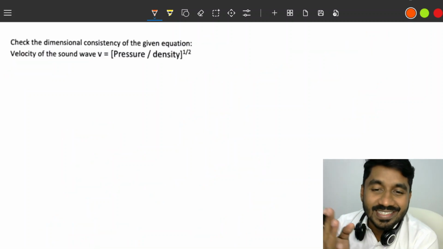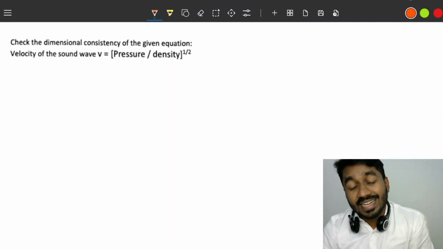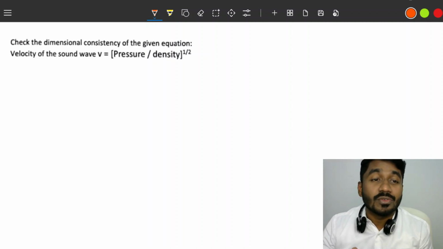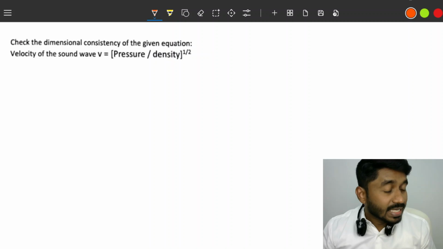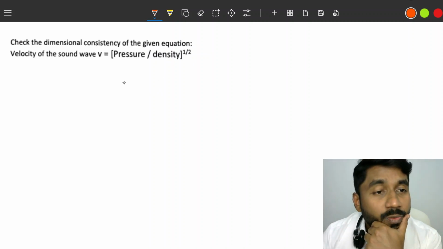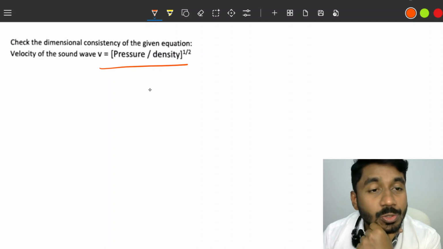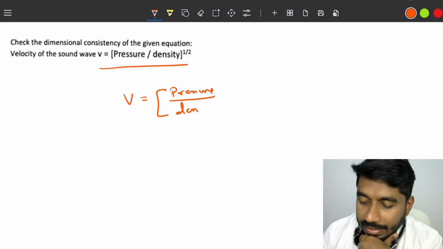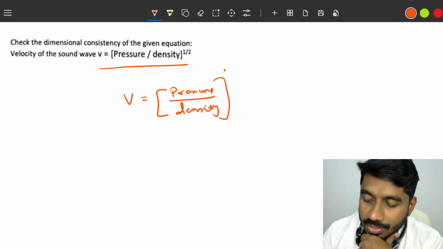Here is another application of dimensional analysis. We need to verify an equation, or we need to check the consistency of a given equation. So what is given here? V equal to pressure by density, right? So velocity equal to pressure by density all raised to 1 by 2.